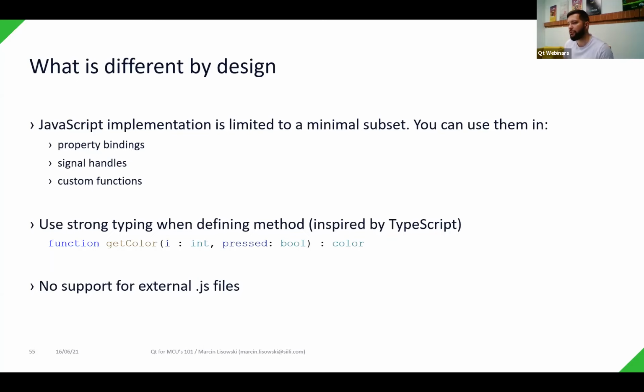Besides that, you have to use strong typing when defining a function in QML using JavaScript, and the typing is inspired by TypeScript typing. And well, it's needed because, as you should remember from yesterday's training, all QML files are converted to C++, so we have to know beforehand how to type the arguments and the return types and how to map them to C++. So that's why strong typing is needed in Qt for MCUs.